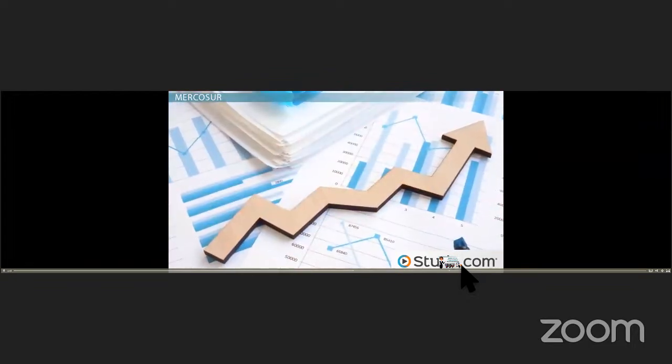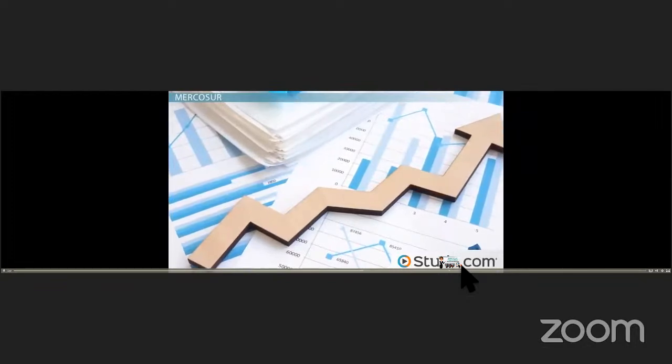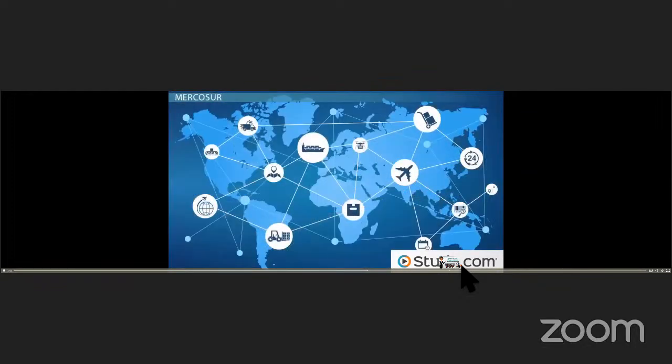Taken as a single entity, the bloc generates economic activity of approximately $5 trillion annually. Reciprocal trade agreements have been signed with, among others, Israel, Japan, and the European Union.